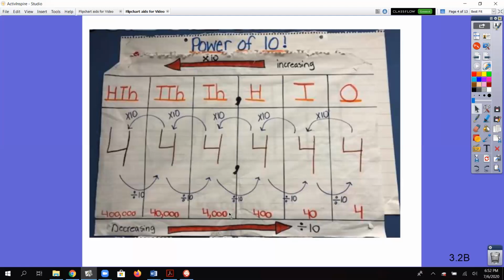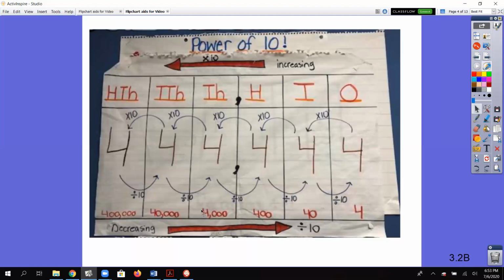And as you go to the right, you just do the opposite. 400,000 divided by 10 is 40,000. Divided by 10 is 4,000. Divided by 10 is 400. Divided by 10 is 40. Divided by 10 is 4. Now, I'm sure you've noticed the pattern. Every time you multiply a number by 10, you are adding a 0.